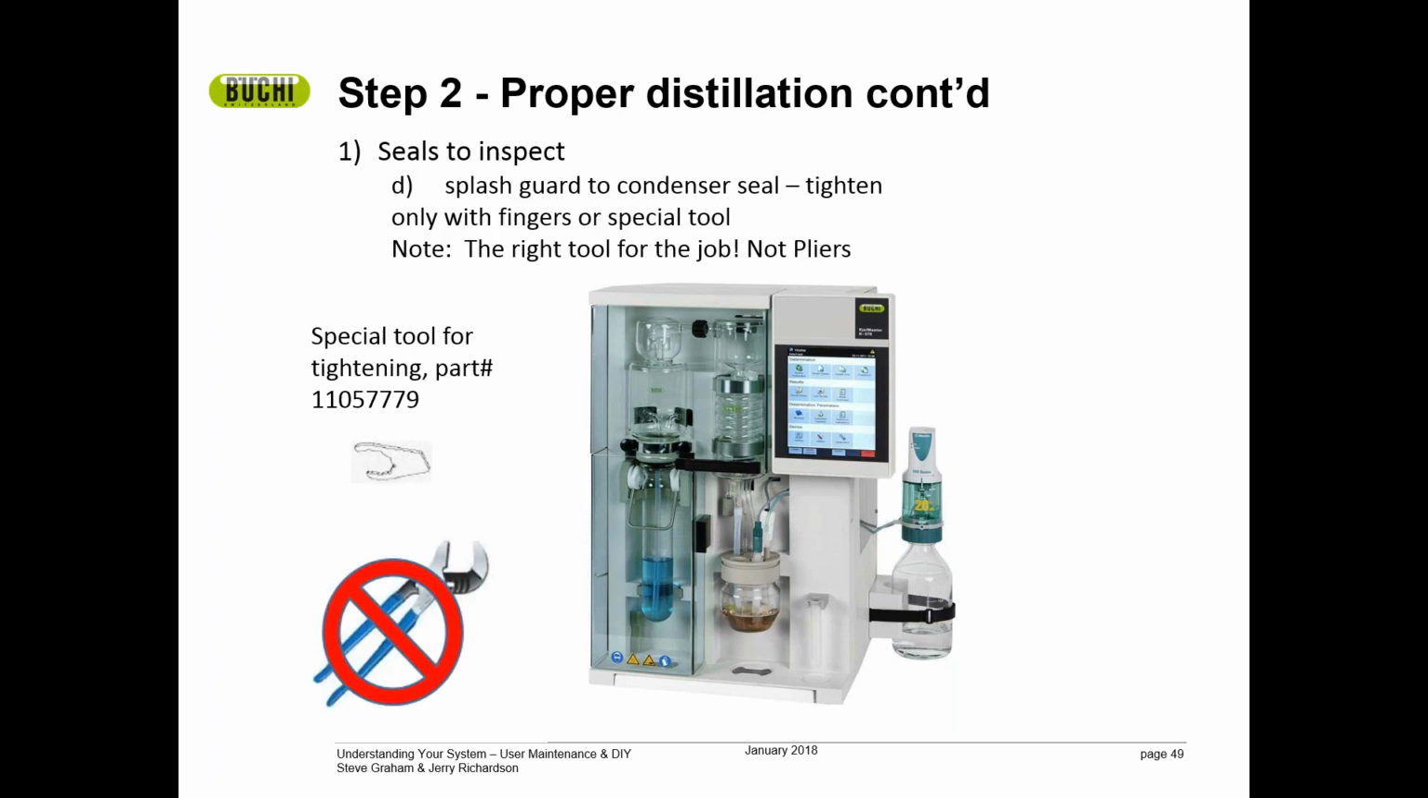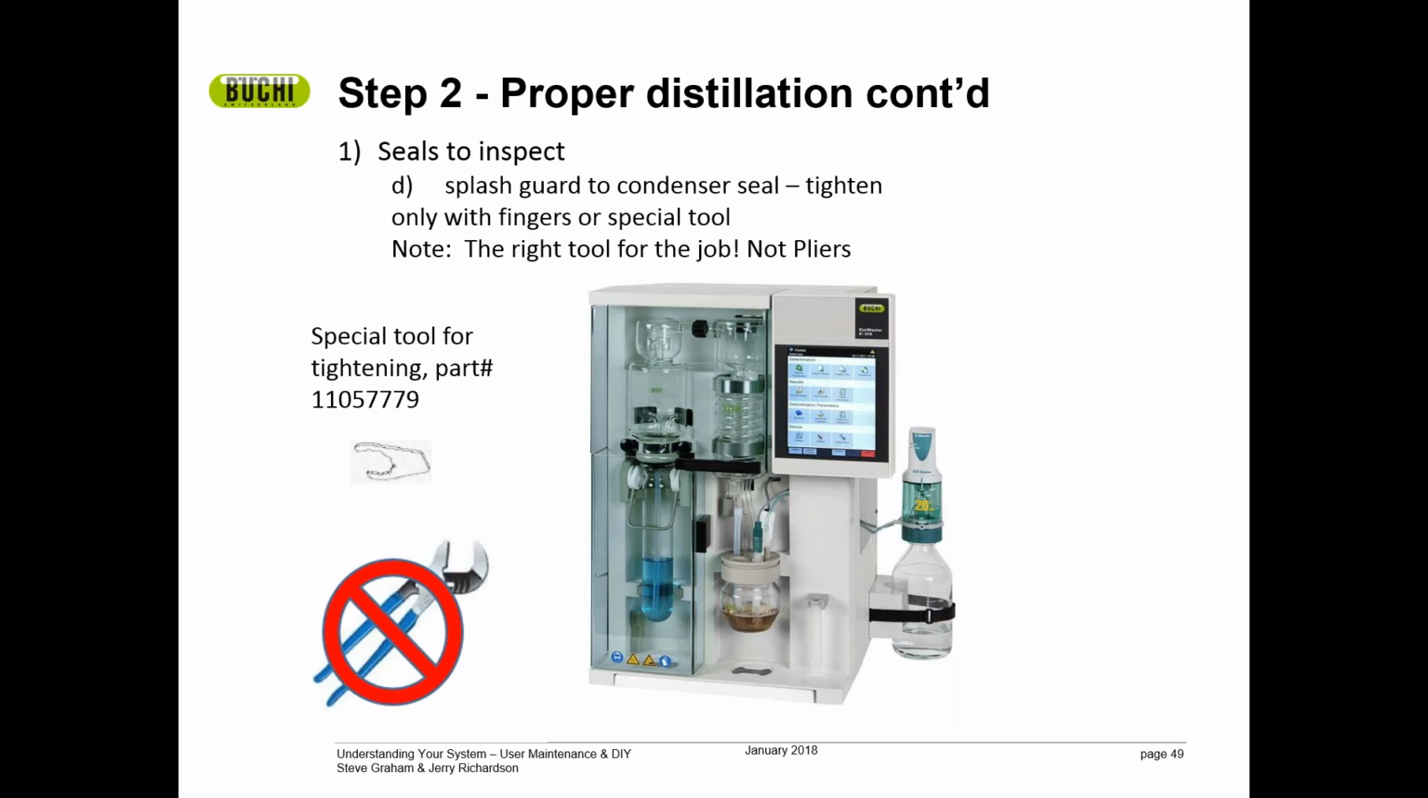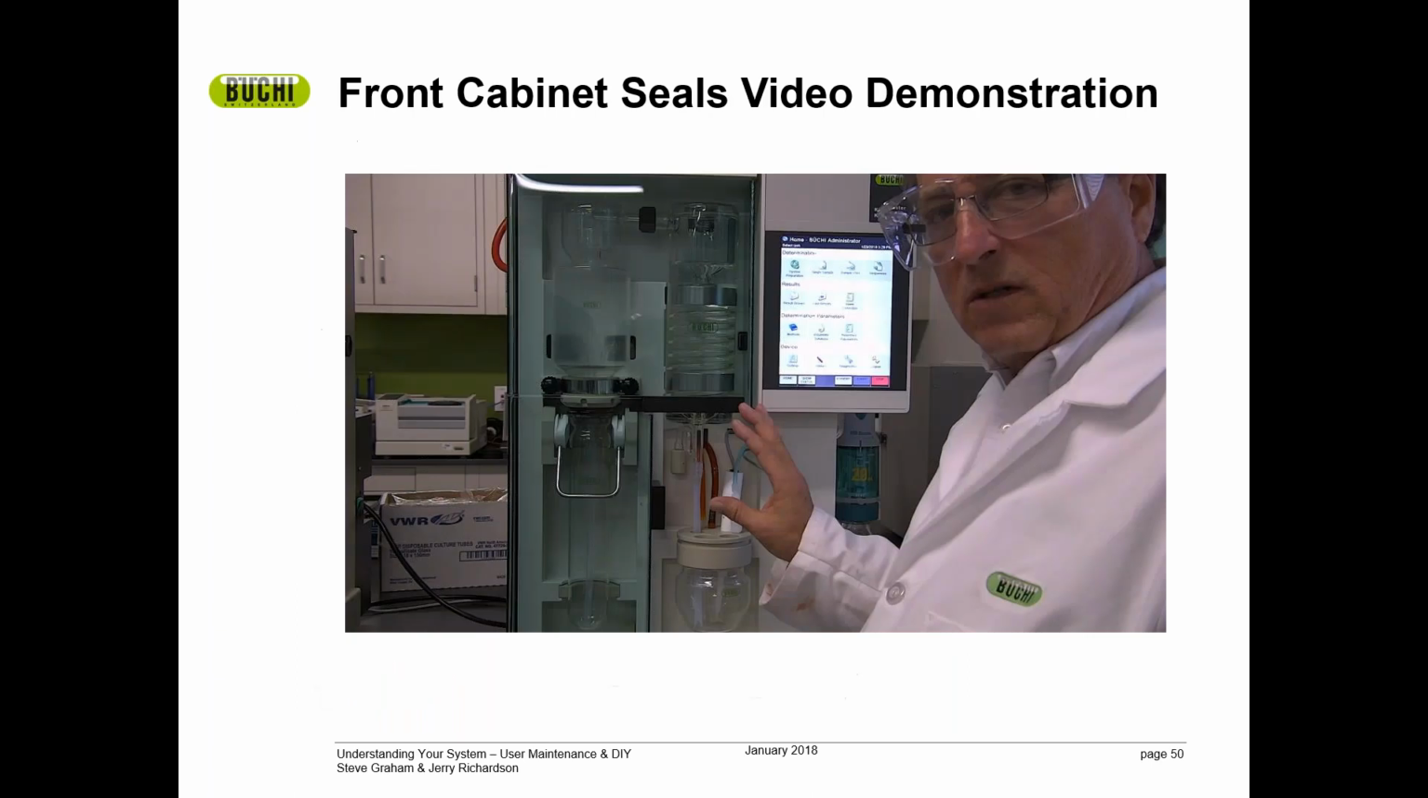The other seal to make sure that you check is the condenser to splash guard seal. And please use our tool to tighten this seal. The part number is here on this slide. Please order one. If you don't have one, please do not use a pair of pliers on this fitting. All it does is break the plastic fitting or break the glass. Now let's take a look at the video explaining the seals on the face of the cabinet, outside of the cabinet.